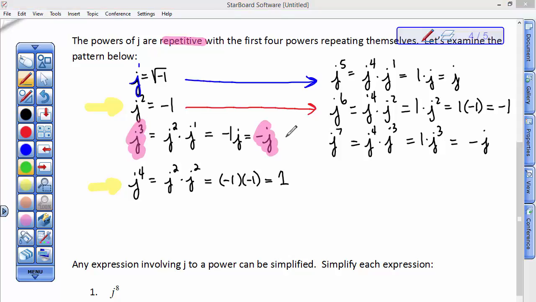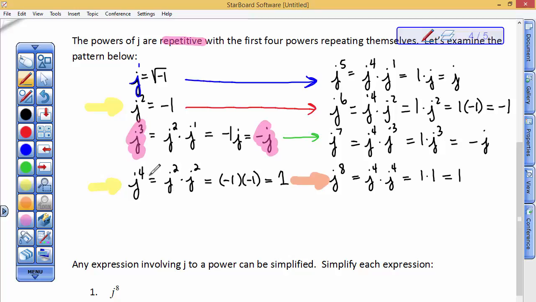And finally, j to the eighth, I like to think of as j to the fourth times j to the fourth because I love j to the fourth because it's 1 times 1 is 1, and I think I've run out of colors here, so I'm just going to use this right here. J to the fourth, which is 1, is the same as j to the eighth, which is 1.